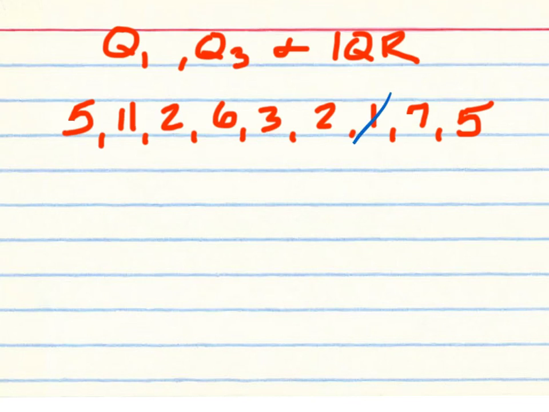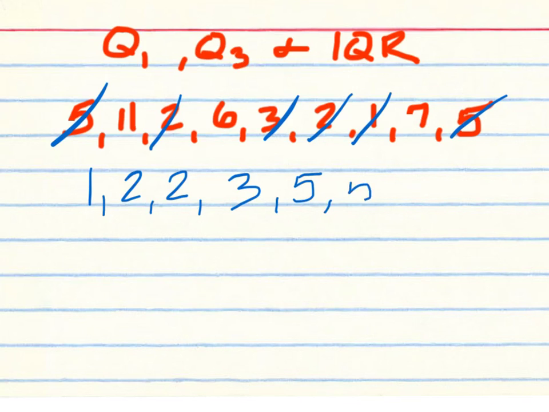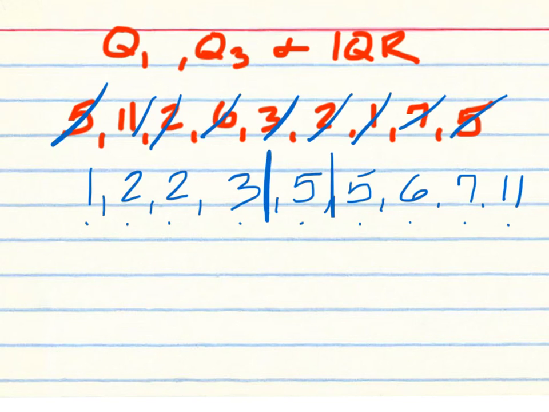Put the numbers in order from least to greatest. We have 1, 2, 3, actually 2 2s, so it would be 1, 2, 2, and then 3. After that we have 2 5s, and then a 6, 7, and 11. We have 1, 2, 3, 4, 5, 6, 7, 8, 9 numbers, so we need 4 over here, and then 4 on that side. We'll end up with a middle number of 5.